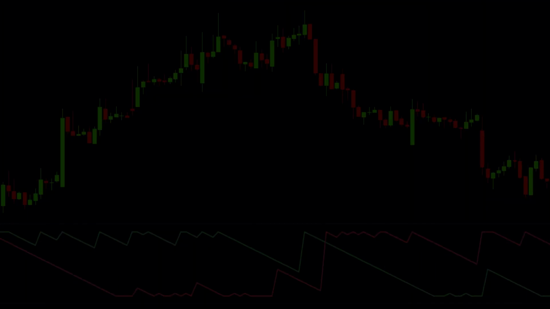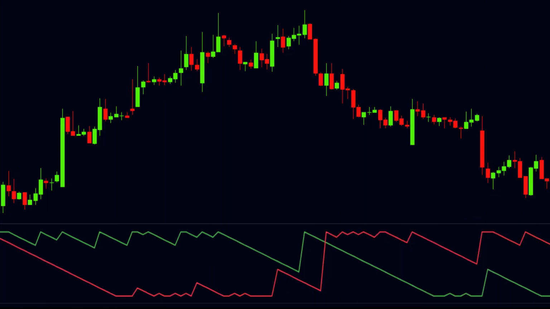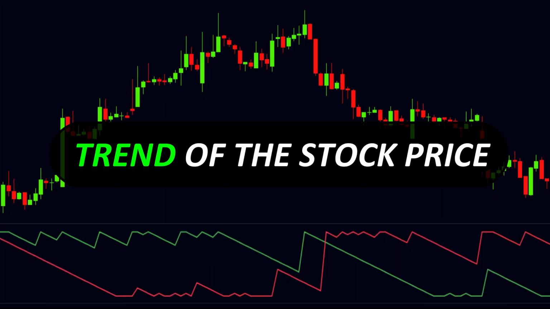Here you can see the calculation formula for the Aroon indicator. By seeing the formula, we can understand that the Aroon indicator measures the number of periods since the new highs or new lows occurred for the specified period of time. The Aroon indicator is used to identify the trend of the stock price.